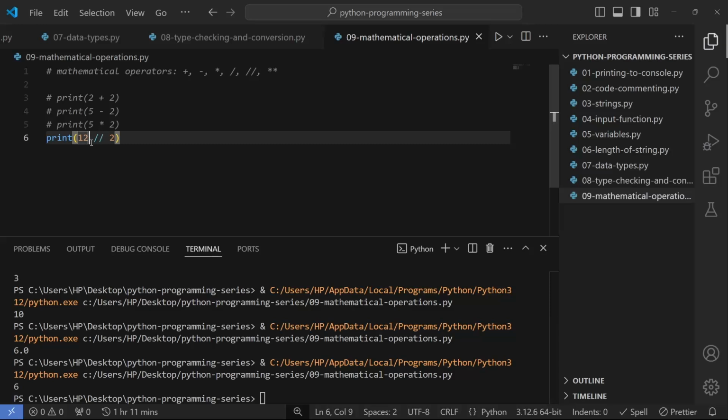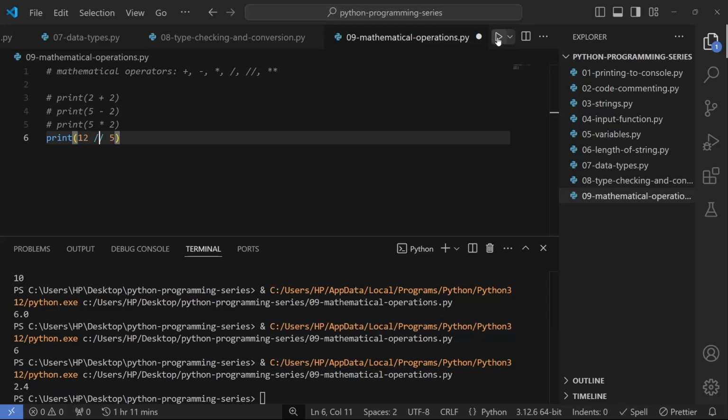Because for example, if you have 12 divided by 5, normally it is not a perfect whole number, so that is going to give you a float. So 12 divided by 5 is going to give you 2.4. But if you use the double division sign, it's going to return an integer in that it will cut out this 0.4 out of it, and it will return just 2.